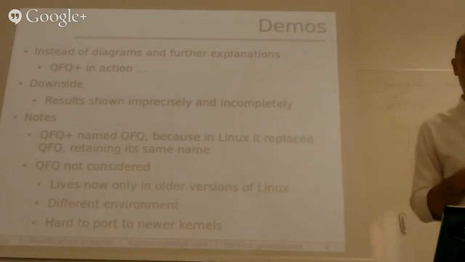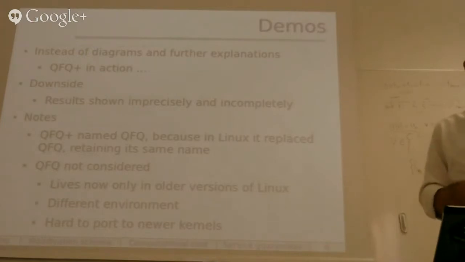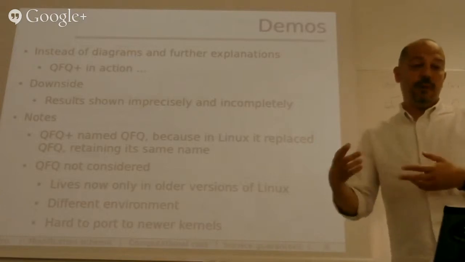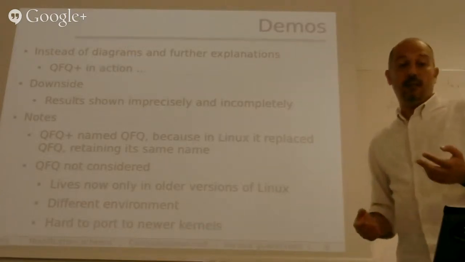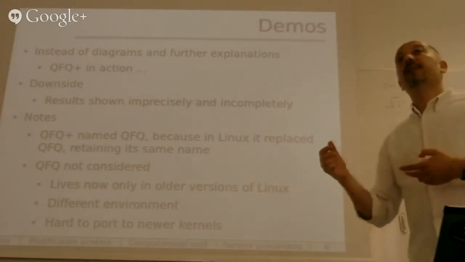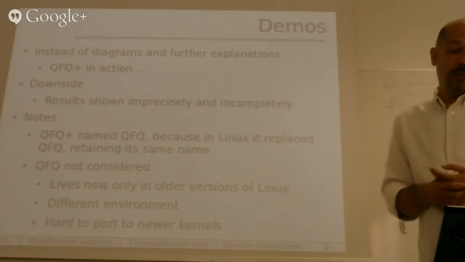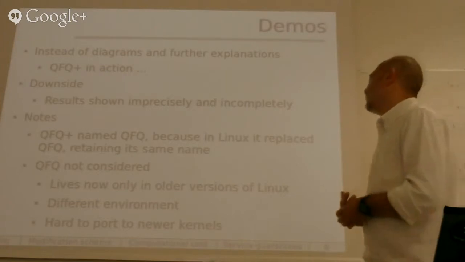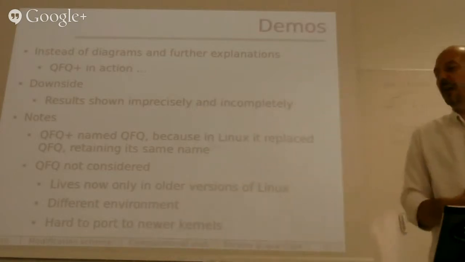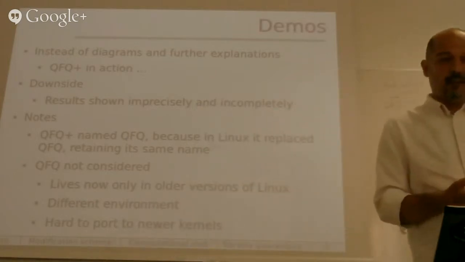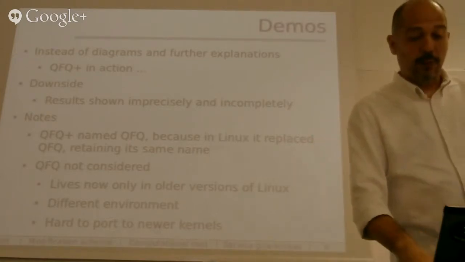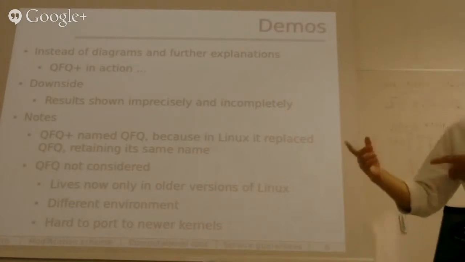In the video that I'm going to show you, I will not consider the old QFQ, for several reasons. One is that you can find it only in older versions of Linux, so it's in a different environment with respect to the new versions. And the other problem, I also tried porting it to new versions of Linux, but it was quite time-consuming and in the end useless. So in the video, I will compare QFQ Plus only against the deficit round robin.